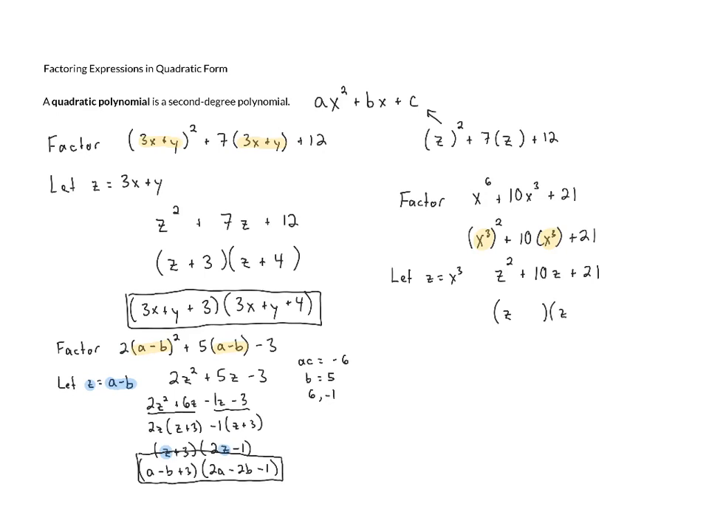We're looking for 2 numbers that have a product of 21 and a sum of 10. Those numbers are 7 and 3. So this becomes z plus 7 times z plus 3. And then when we go back and substitute in the x cubed for z, this becomes x cubed plus 7 times x cubed plus 3, which is our final answer.